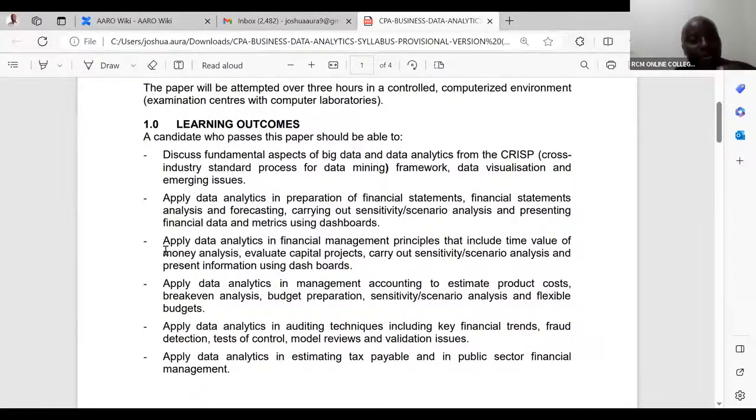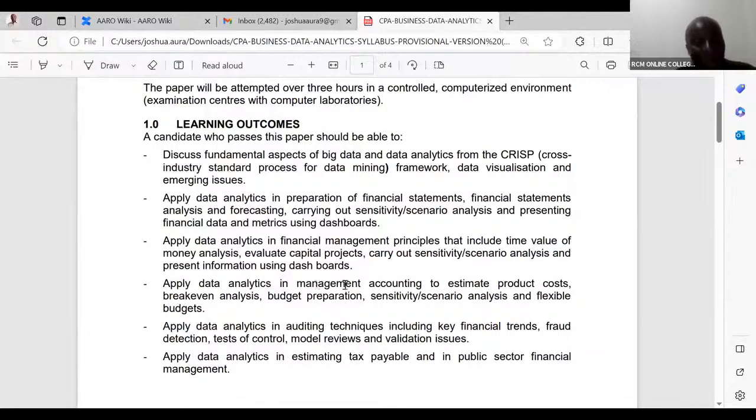Applied data, this is learning outcome 3. Applied data analytics in financial management principles that include time value of money, all right? Evaluation of capital projects, like last semester they gave us, evaluation of capital projects using the NPV approach. You shall also be required here to carry out sensitivity analysis, scenario analysis, and present this information in a dashboard, a summary.